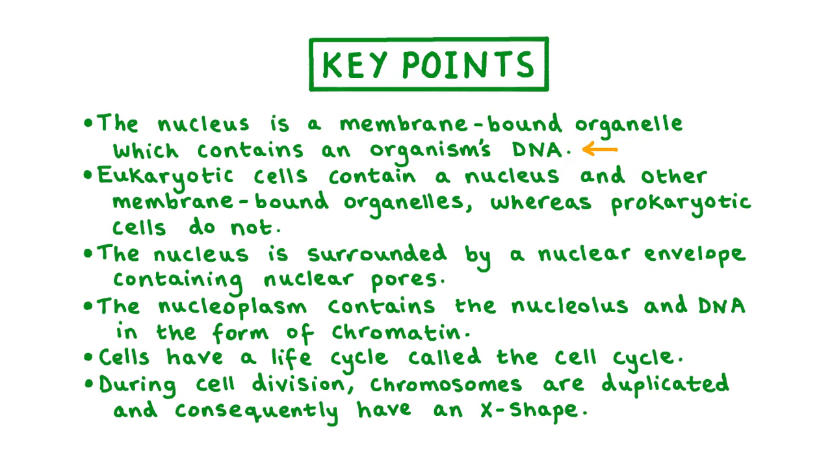Let's recap some of the key points about the nucleus that we've covered in this video. The nucleus is a membrane-bound organelle which contains an organism's DNA. Eukaryotic cells contain a nucleus and other membrane-bound organelles, whereas prokaryotic cells do not. The nucleus is surrounded by a nuclear envelope containing nuclear pores. The nucleoplasm is the liquid portion of the nucleus, which contains the nucleolus and DNA in the form of chromatin. Cells have a life cycle called the cell cycle. And finally, during cell division, chromosomes are duplicated and consequently have an X-shaped structure consisting of two sister chromatids.